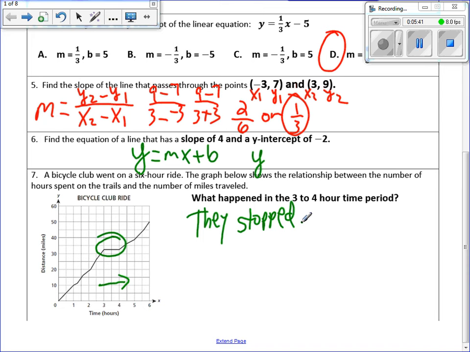They needed to go to the bathroom. They needed to eat lunch. The Giants were on and they wanted to watch part of the game. Anything. They stopped. It'll probably be multiple choice, so you just have to pick the choice that matches that.